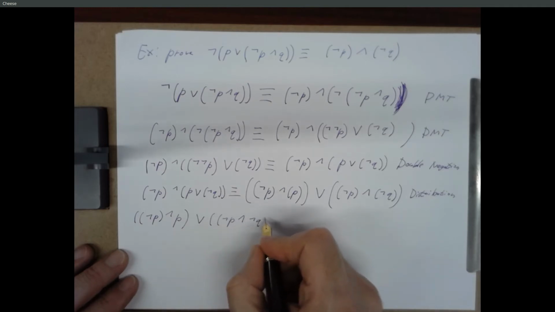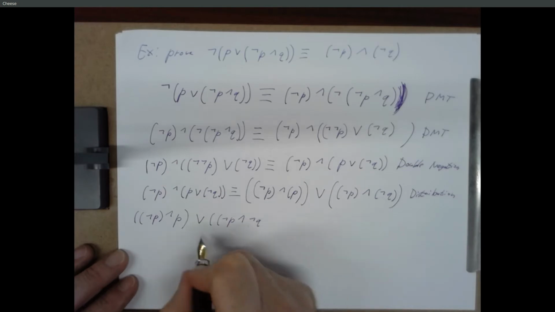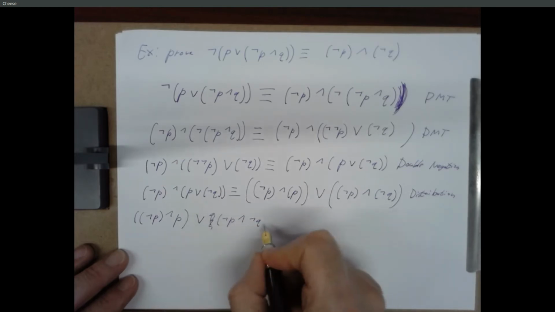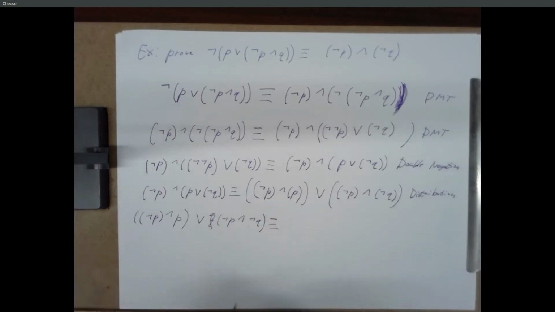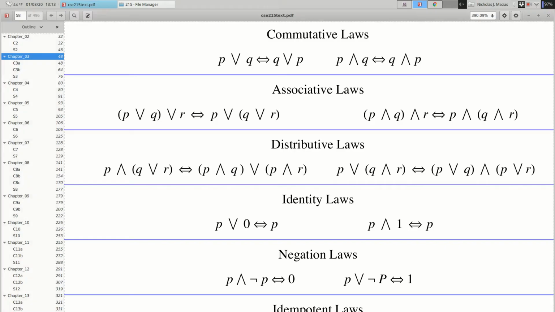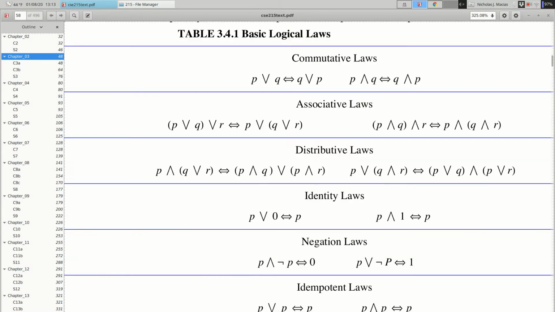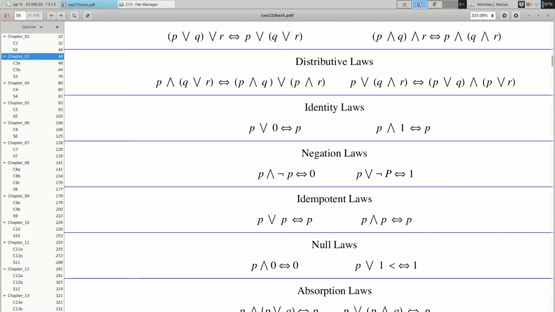Change my parentheses a little bit here. All right, what can we do to this? It's a law of non-contradiction on the left, right? Not P and P. We have a law about that. So we're told P and not P is equivalent to false.